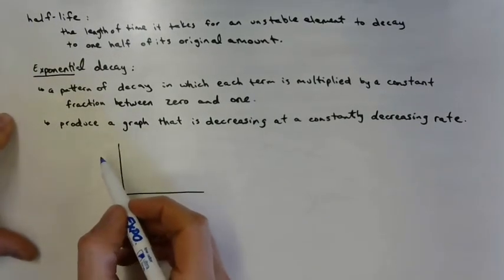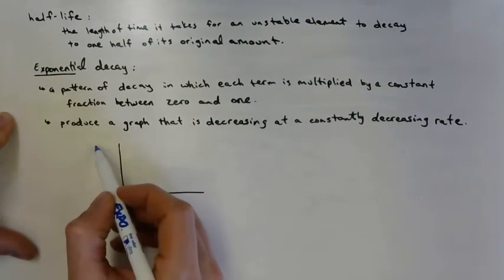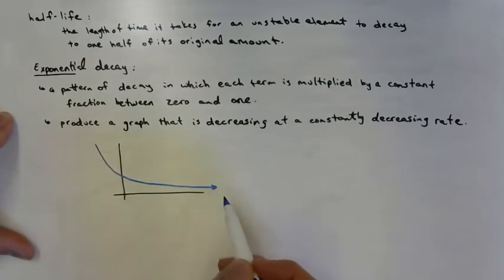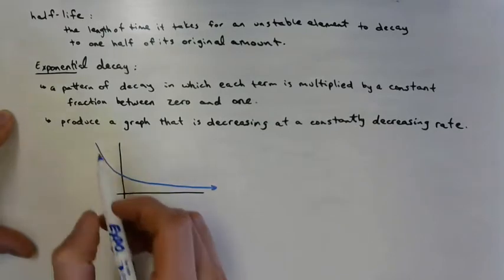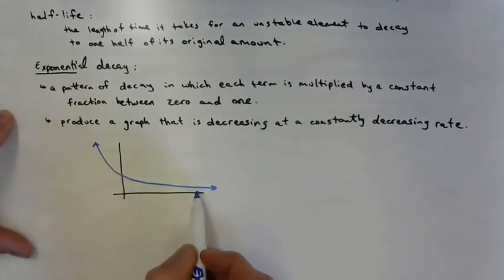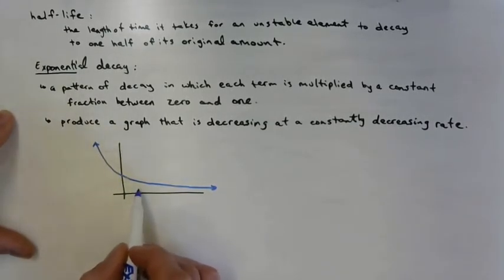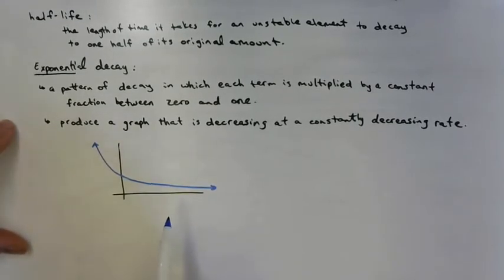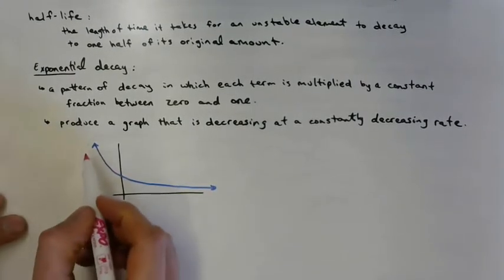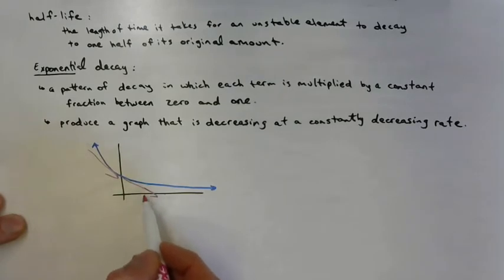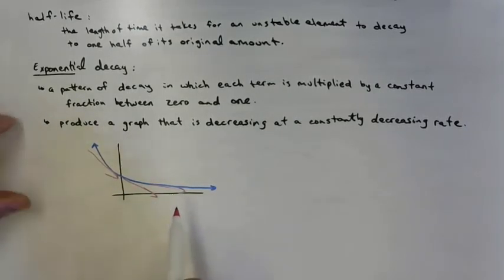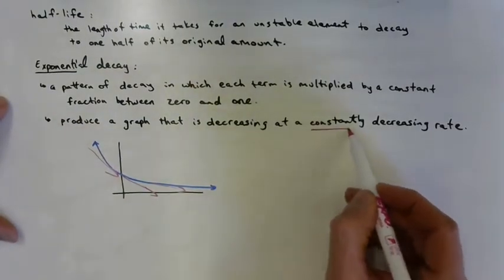Essentially, exponential decay says you're going to start with a certain amount, and it's going to decay. And it's going to get closer and closer and closer to 0. It's never actually going to reach 0. But the distance between the curve and 0 is going to get cut by the same fraction over and over and over again. And so you can see this is constantly decreasing, right? If we drew a tangent, it's decreasing, still decreasing, still decreasing, as in the slope is still negative. But it's decreasing at a constantly decreasing rate.